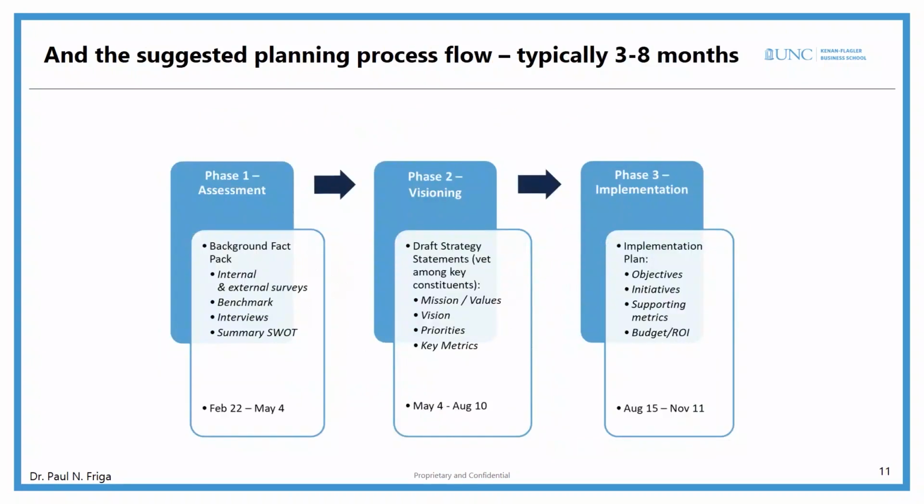Here's a framework I created, especially for academic institutions as they do strategic planning. Phase 1 is the heavy data. That's when you're going to do internal, external surveys. You'll do a lot of benchmark analysis. You'll do some interviews. The survey, by the way, would be all your faculty, staff, employees, and key constituents. And then you'll produce at the end of that stage a summarized and prioritized SWOT: strengths, weaknesses, opportunities, and threats. That's usually a month to 2 months, depending upon the size of the institution.